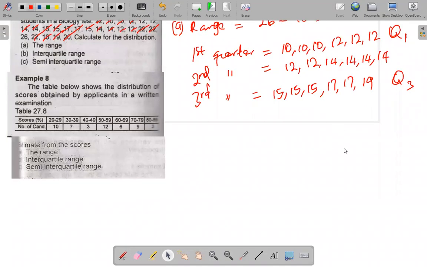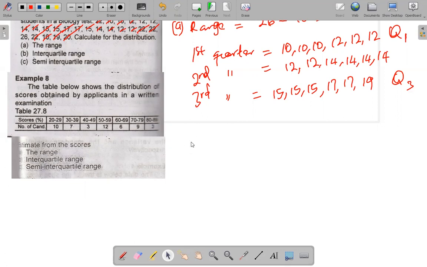Okay, in this example 8, we are going to learn how to find the range, the interquartile range and the semi-interquartile range from a grouped data or a grouped distribution like this. The question in the table below shows the distribution of scores obtained by applicants in a written examination. So you can see here we don't have a definite score. Rather, the scores are given in a range of 20 to 29, 30 to 39, and all of that. The question then says, estimate from the scores the range, the interquartile range, the semi-interquartile range.